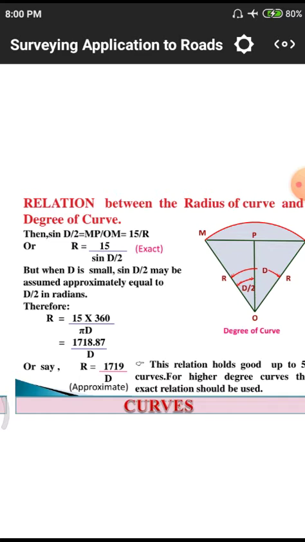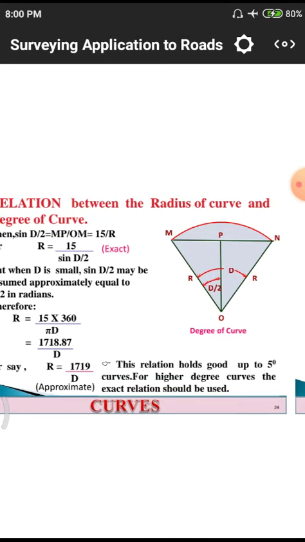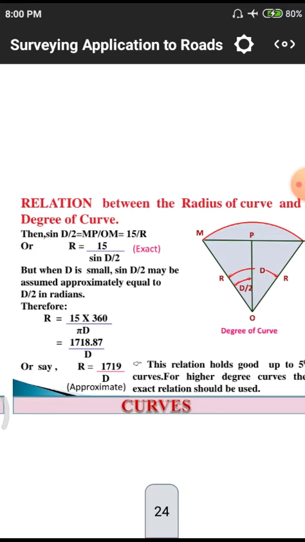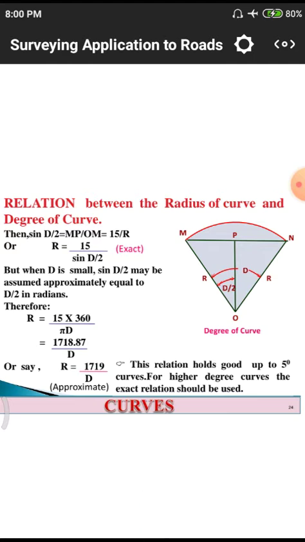The whole equation comes to a numerical form, R equals some relation with D, that is 1719 by D. The relation holds good for 5 degree curves, and for higher degree curves the exact relation should be used. That means it is valid for normal inclinations of less than 10 degrees, otherwise it is not useful. If it is more, then for the half triangle, whether equilateral or isosceles, you have to calculate all those notations and angles of inclination.